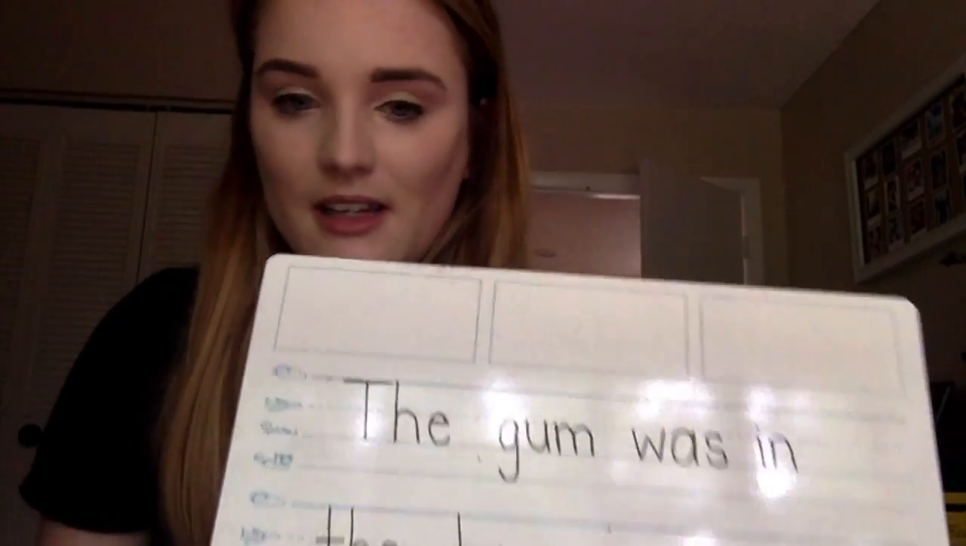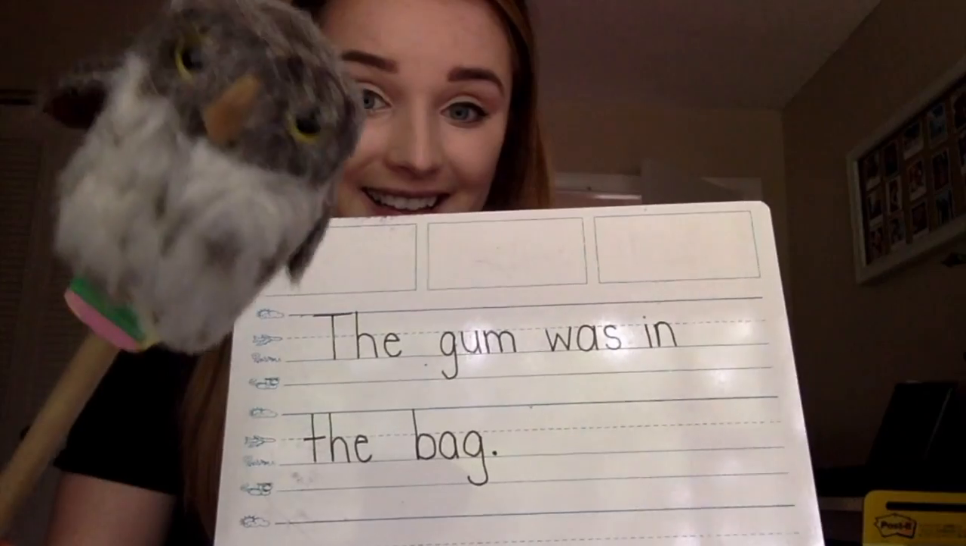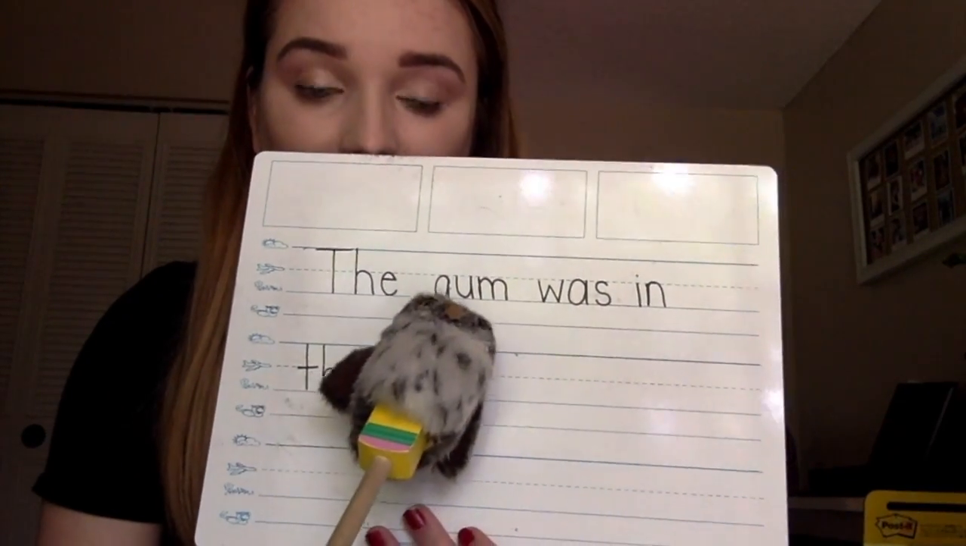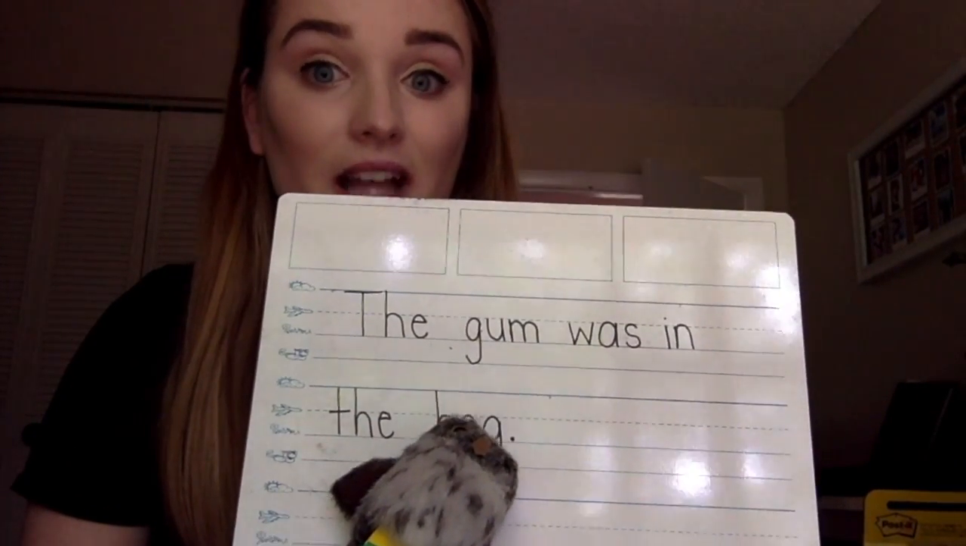All right. So Baby Echo's going to help us with this activity. Say, hi, Baby Echo. All right. So Baby Echo's going to point under each word as we read it. Are you guys ready? The gum was in the bag. So I want you to try to read it by yourself this time, okay? Are you ready?